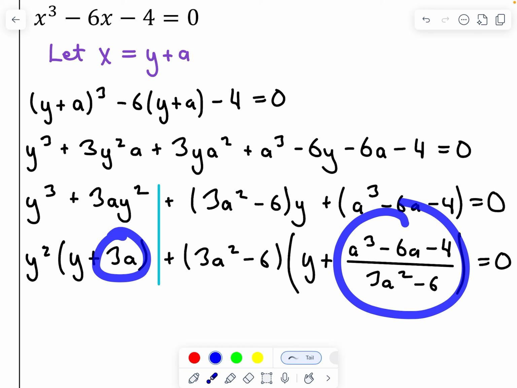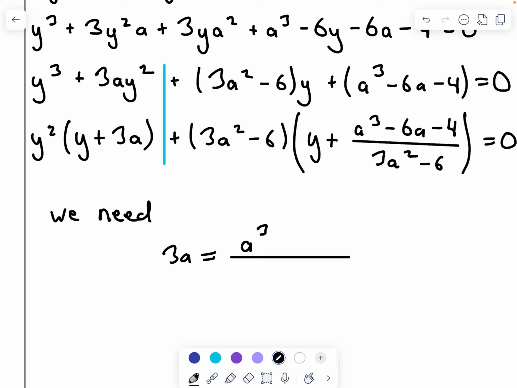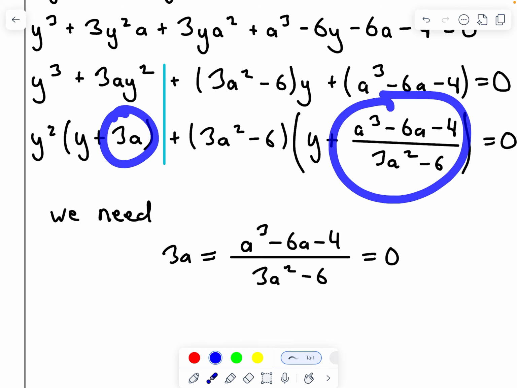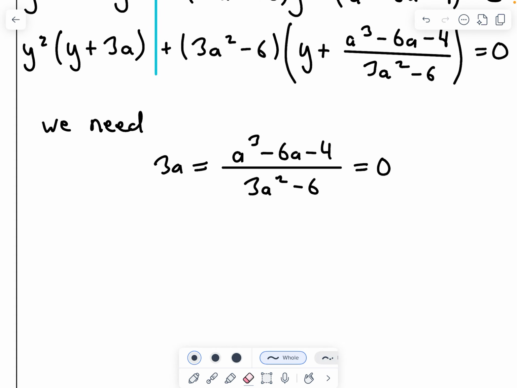So, if you need to pause and think about that for a minute, I'll let you. But I'm going to move forward here. We want, right, or we need 3a to equal a cubed minus 6a minus 4 over 3a squared minus 6. All right, again, those are these values right here, that and that. If those match, the polynomial will be factorable by grouping. I'm not going to put equals 0 anymore because we're kind of on a tangent now, right? So multiply both sides by the denominator.